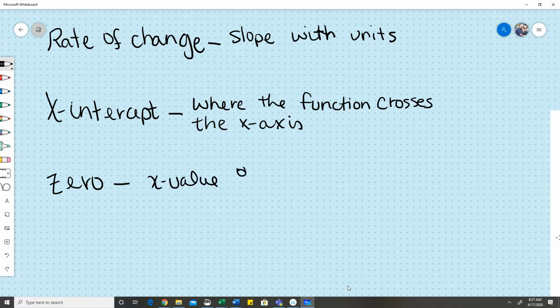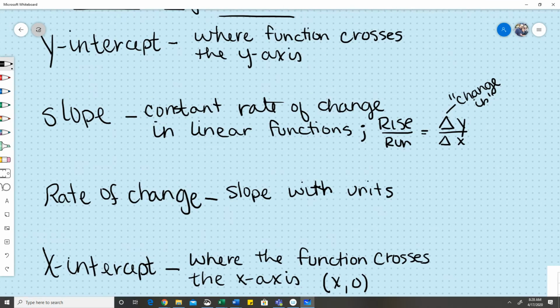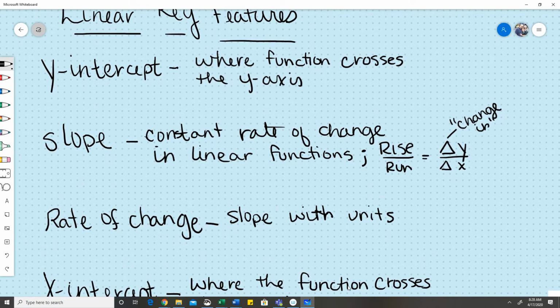So when you're asked to find this zero, you're just going to write it as x equals something. X equals whatever that x value is. Your x-intercept, it's asking for a point, so that's always going to be the x, and then your y is going to be 0. And when we talk about y-intercepts, that's always going to be 0 and then your y. Just the basic definitions to help us out here.